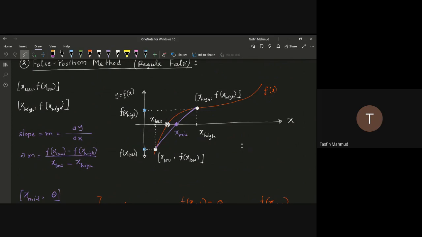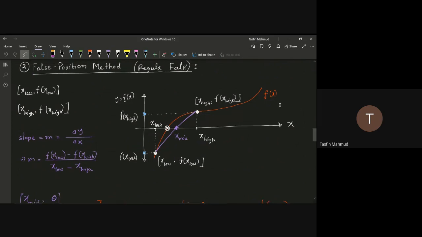Okay, so the advantage of the false position method is that we will reach the solution, or approach the solution, in a much faster way. Okay? That's the advantage. But the steps are pretty much similar.